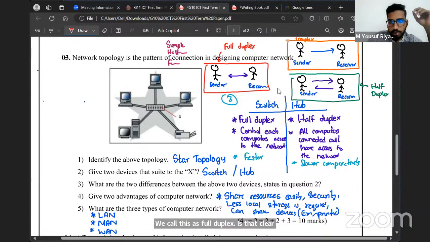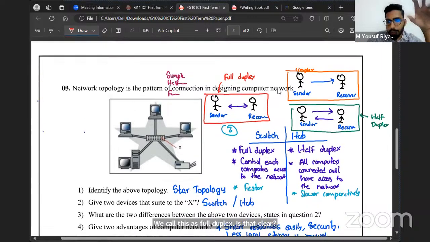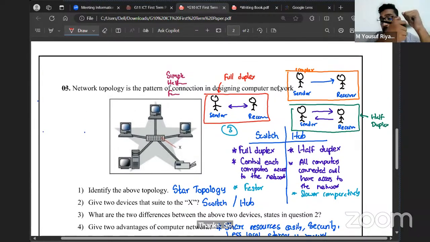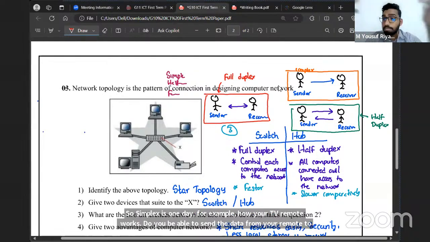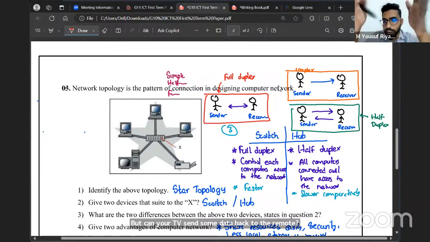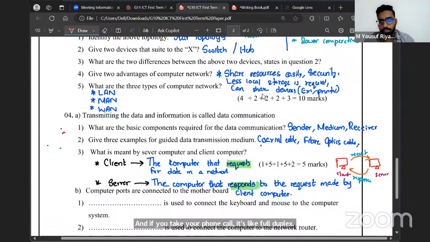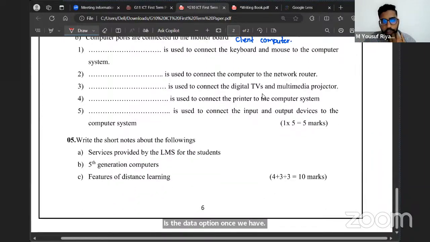Briggs, I got the idea of all three. These are data transmission modes. So simplex is one way. For example, how your TV remote works. With a TV remote, you're sending the data from your remote to the TV. But can your TV send some data back to the remote? No, it's only a one-way communication. And if you take a walkie-talkie, that's like half duplex. And if you take your phone call, that's like full duplex. So these are the data transmission modes we have. Fine. Let's go for the next one.